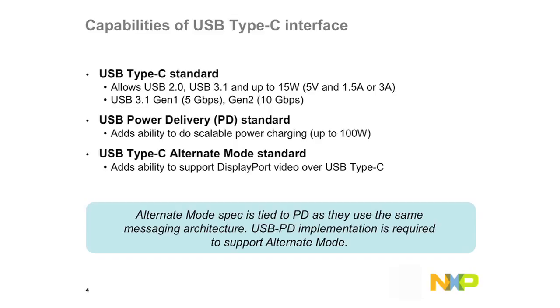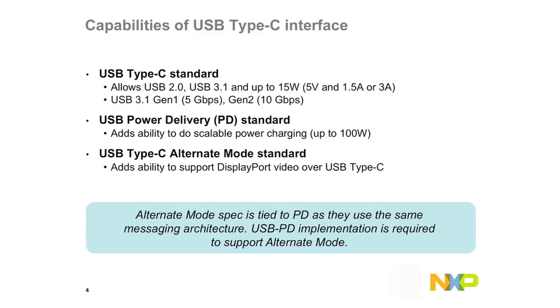And now if your system wants to support video data through the Type-C connector, you need to support something called alternate mode standard. So alternate mode, as you can imagine, the name says you are in a mode, you can think of it as a mode other than USB or along with USB. So it's an alternate mode, right? So when you combine all these three standards, you can do high-speed data, you can do 100 watts power, and you can do DisplayPort video through it as well.